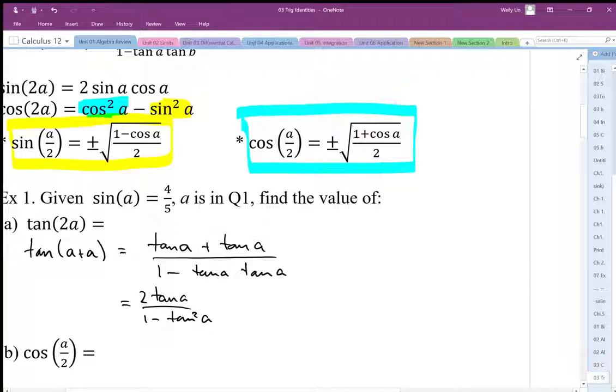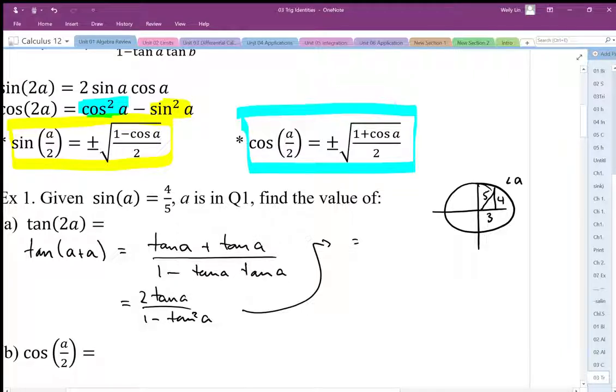I want to just convert this. So I need to use this sine A to establish what tan A is. So I'm just going to do it over here. If sine A is in quadrant 1, and sine A is going to be 4 over 5, we use Pythagoras to get the third side, and we can see that this is angle A. We can then find tan A, and once we have tan A, we can just plug it into our identity. So 2 times 4 over 3, divided by 1 minus 4 over 3 squared.